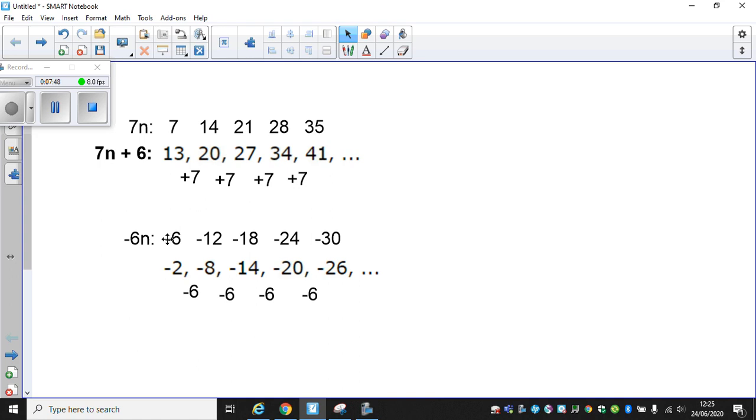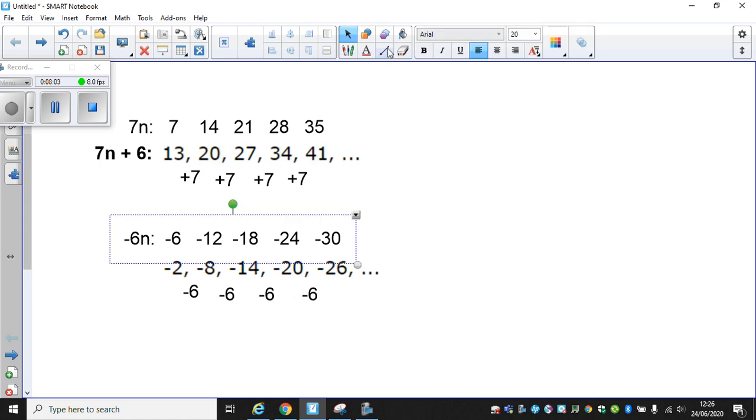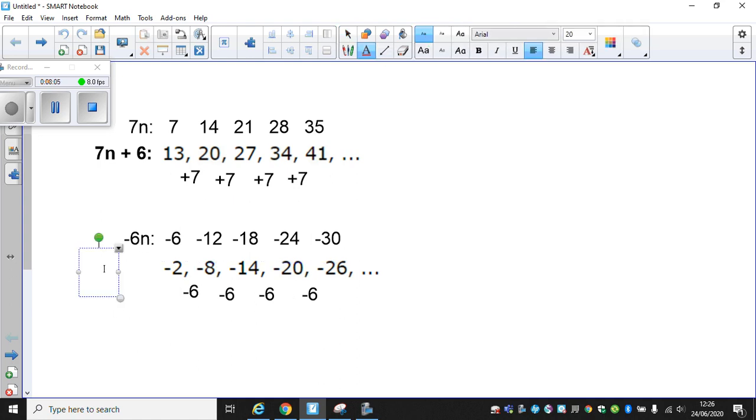How can I get from this sequence to the sequence that we want? Well, hopefully, just having a little look, you can see that I've got a gap of 4. If I add on 4 to the top numbers, that will give me the sequence that I have below. So our sequence is the -6n sequence plus 4.